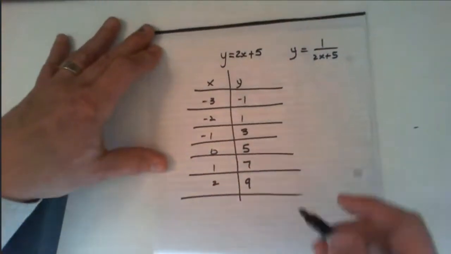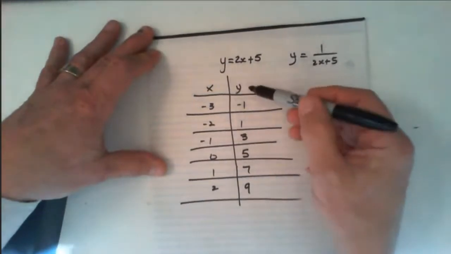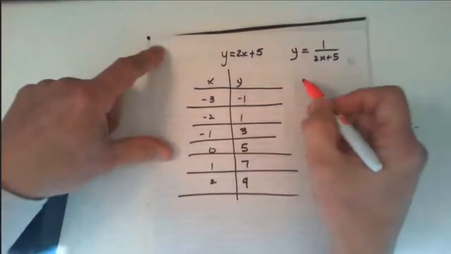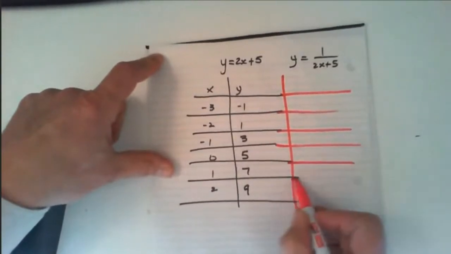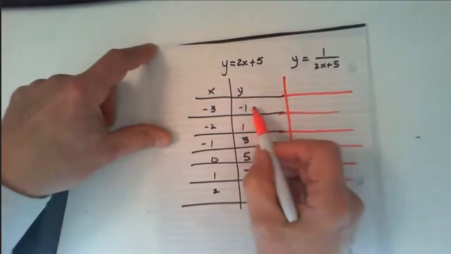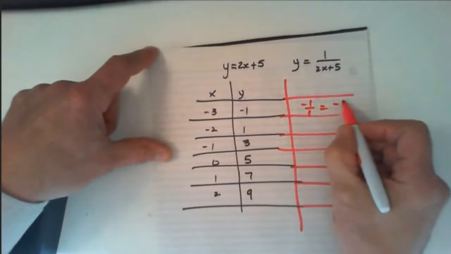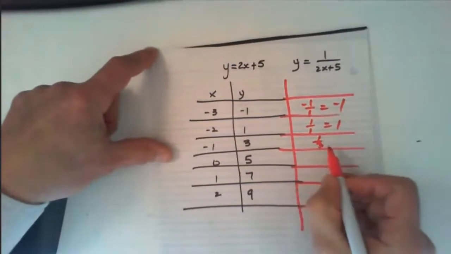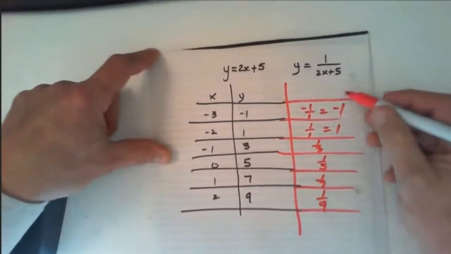So let's take a look at the first one, which would be y is equal to 2x plus 5. And we will look at the reciprocal function, which would be 1 over 2x plus 5. I've drawn the table of values that applies to the linear graph, and if we look at the reciprocal function here, we are just going to take the reciprocal of this, which would be -1 over 1, which would be still just -1. This would be 1 over 1, which is 1. This would be 1/3, 1/5, 1/7, and 1/9. These are all taking the reciprocals.